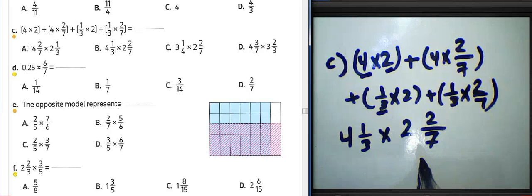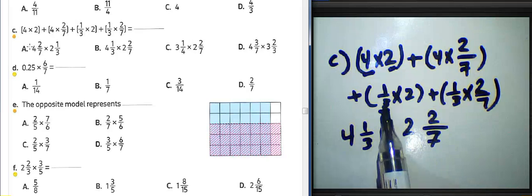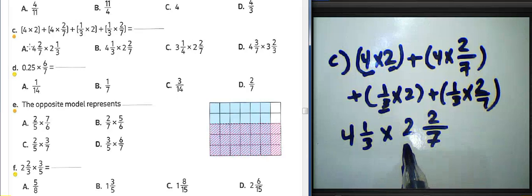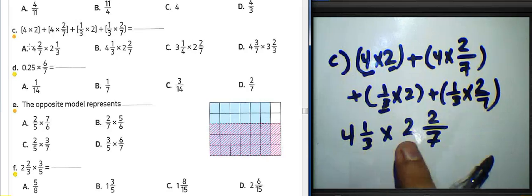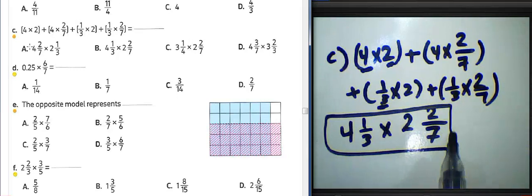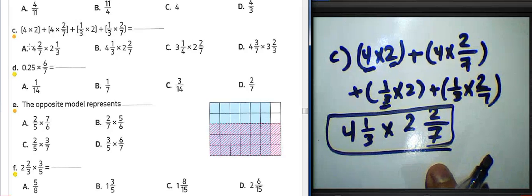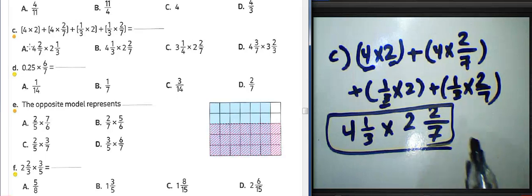We're using distributive properties. Look at here, 4 times 2 and 4 times 2 over 7. And then we have here third, it's meaning third multiplied by 2. Third here multiplied by 2. And third multiply 2 over 7. Understood? We must choose what here? Letter B. We must choose letter B about question letter C. Question D.